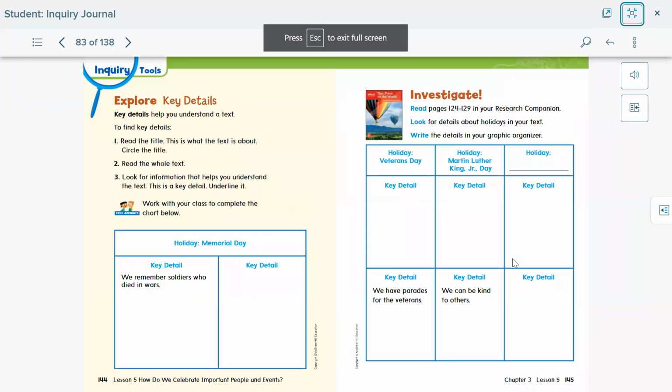All right, so let's go now to our book, page 145, and write down the missing parts that we need to fill in our graphic organizer. So we have the holiday Veterans Day. We know that we have the key detail. One of them, we have parades for the veterans. So let's write something more.